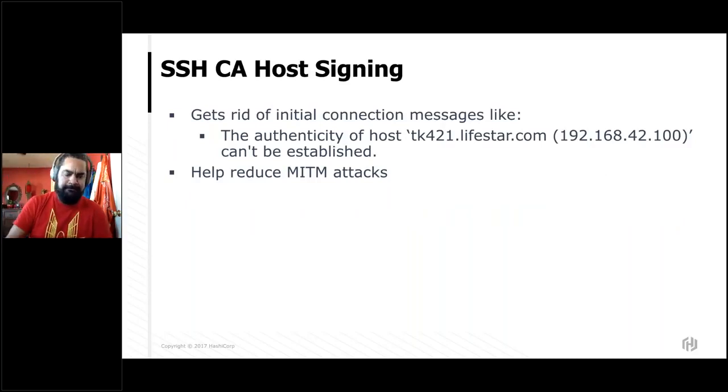SSH CA host signing. If you've ever used SSH, you've probably seen a message like this: authenticity of host tk421.lifestar.com can't be established. Usually what everybody does when this happens is they just click yes, and they just trust that the machine they were connecting to is the right machine. However, that is subject to man-in-the-middle attacks.